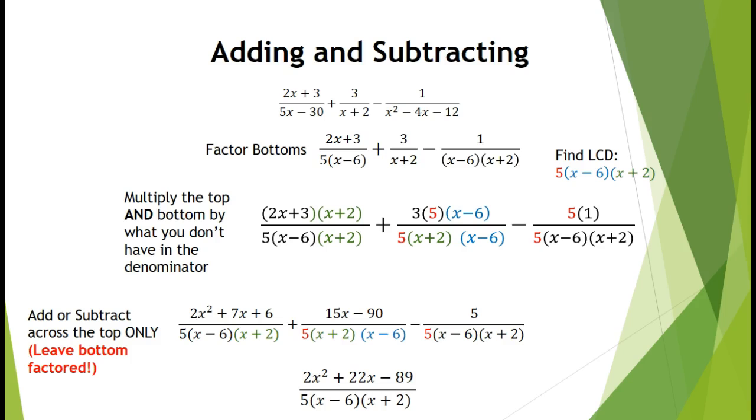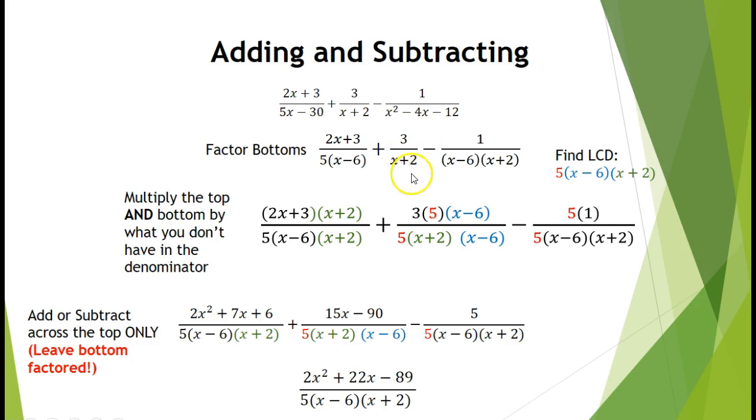Now, I've given you an example that has both addition and subtraction. So we begin by factoring the denominators. We have x minus 6, x plus 2, and 5. That makes up our LCD. Now, in the first expression, I am missing x plus 2. So I'm going to multiply the numerator and the denominator by x plus 2.